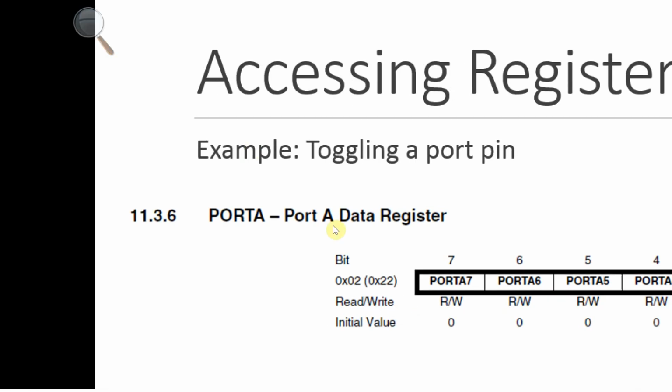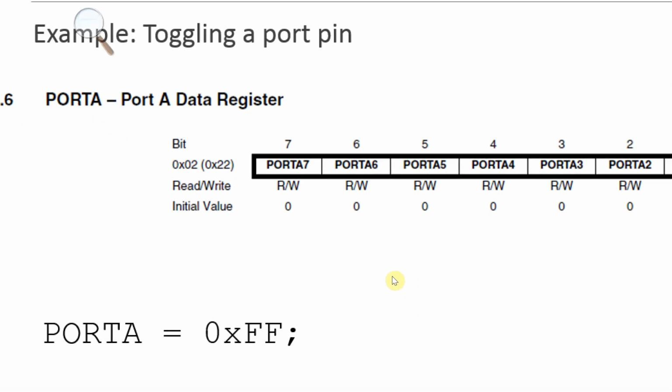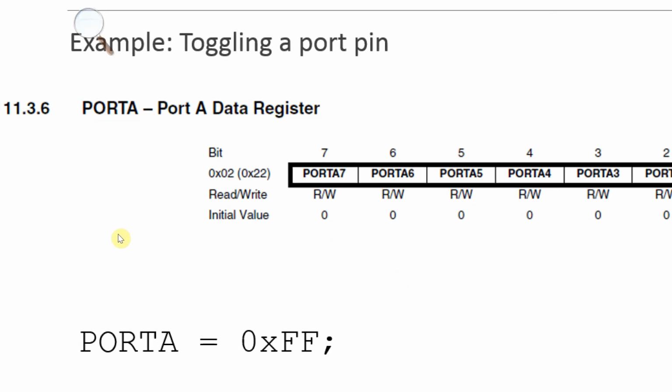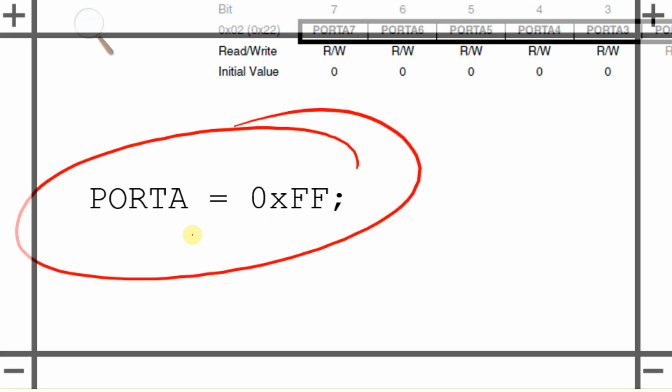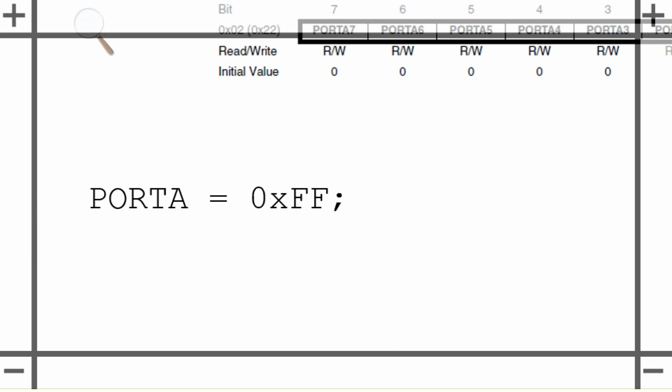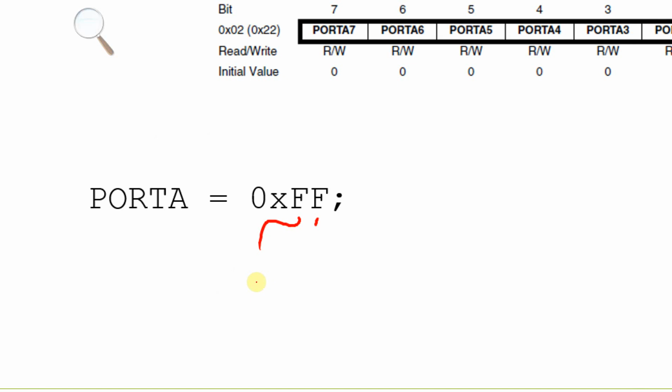If you look in the data sheet, there's like a data A register. And all you can do is, if I have port A and I want to assign it some value, I can just write a value. So this is hex FF, which would be all ones, by the way. So there's lots of hex used in C code. You'll see it all over the place. So that means I'm just setting every bit to 1.